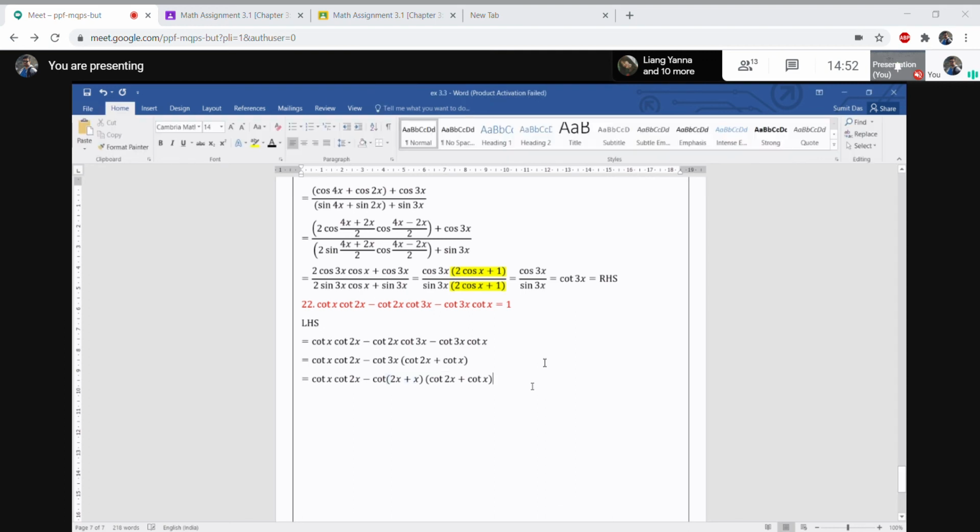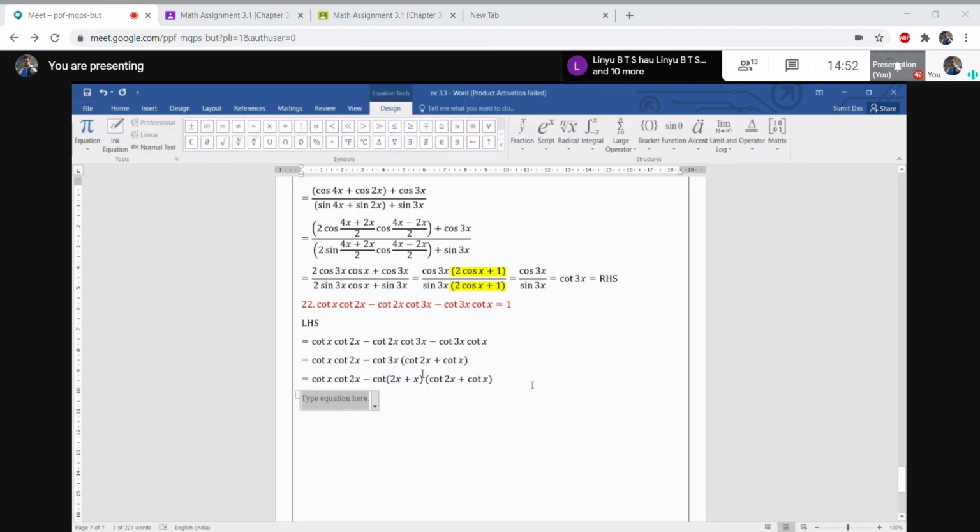Now in the next line, I will use the cot x plus y formula. What is the cot x plus y formula? Cot x plus y formula is, let me show you cot x plus y.